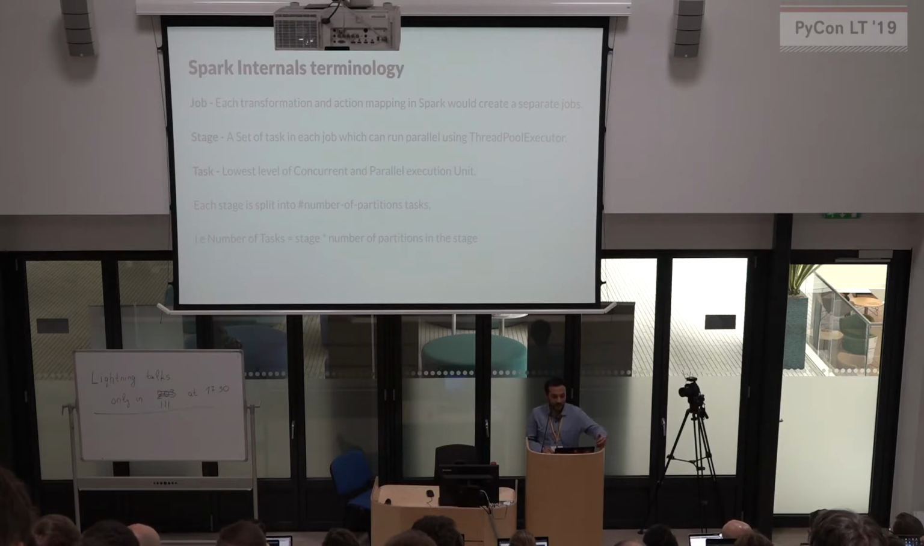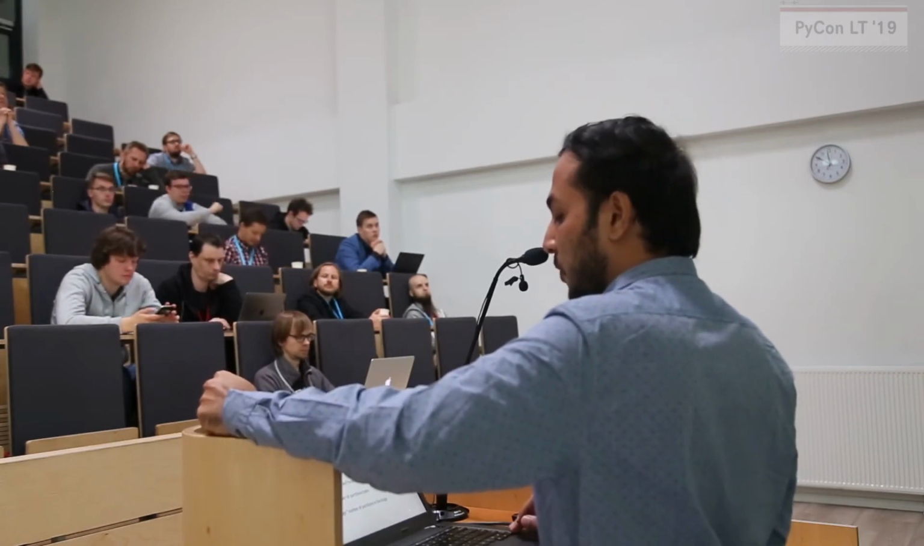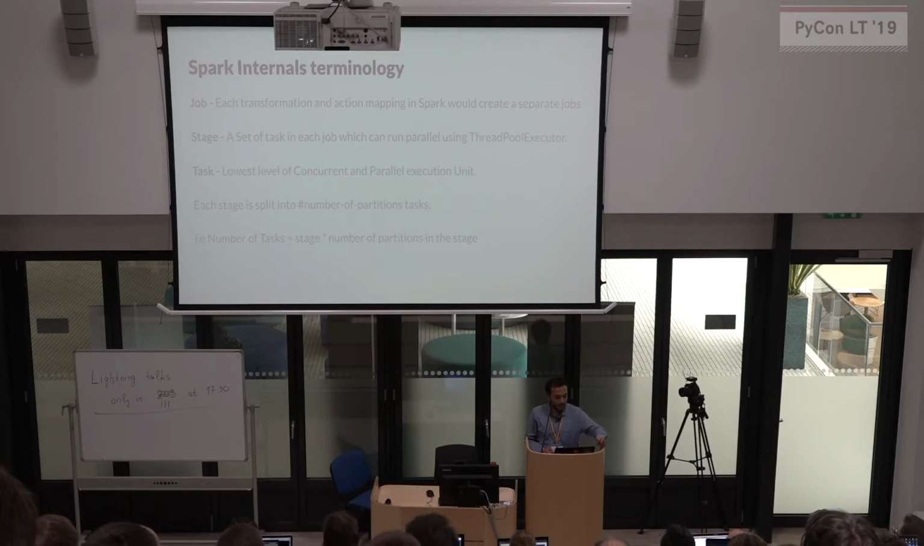And each stage is split into a number of partition tasks, right? So each stage will have the DataFrame, and the DataFrame will have n number of partitions. So the number of tasks that you can run on the cluster would be the number of partitions in the stage. So in this example, you can see that this is an active job, and this is the stage. Inside the stage, you will have a number of tasks, and the tasks can run in parallel on different executors, right?